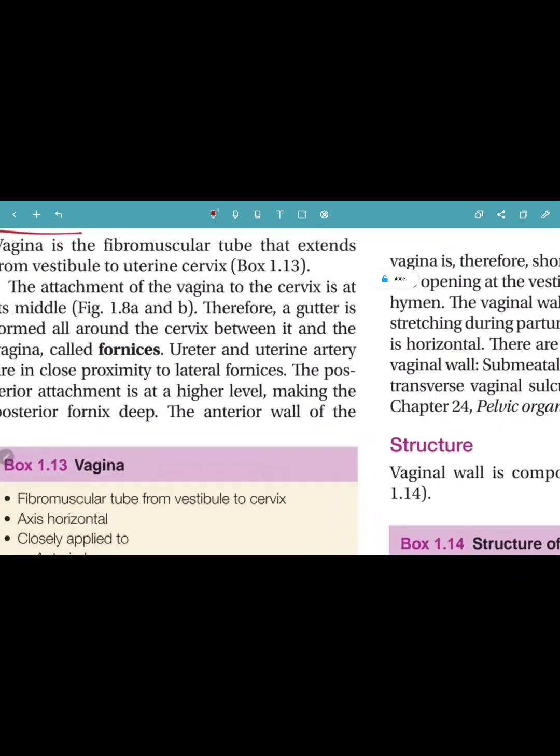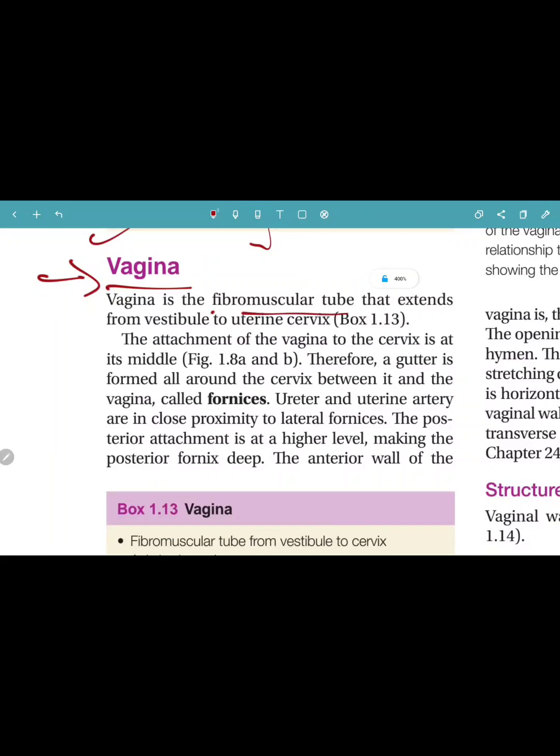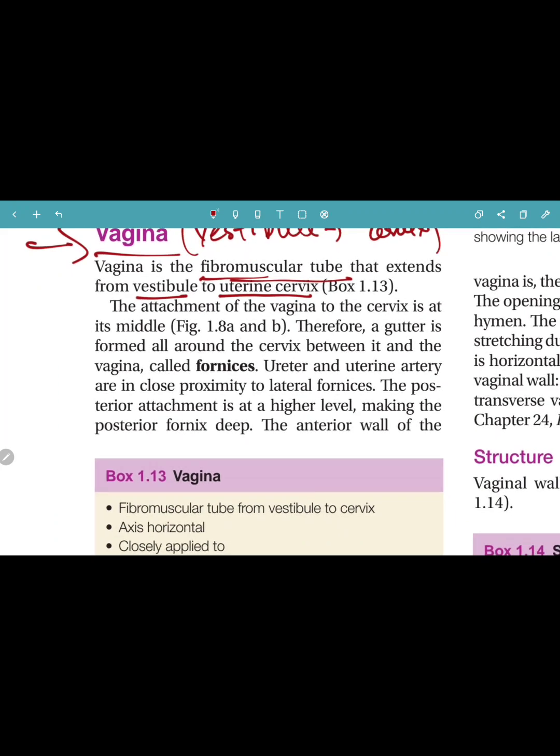So what is the vagina? The vagina is a fibromuscular tube that extends from the vestibule to the uterine cervix. So starting from the vestibule up till the uterine cervix is your vagina. The attachment of the vagina to the cervix is going to be in its middle.